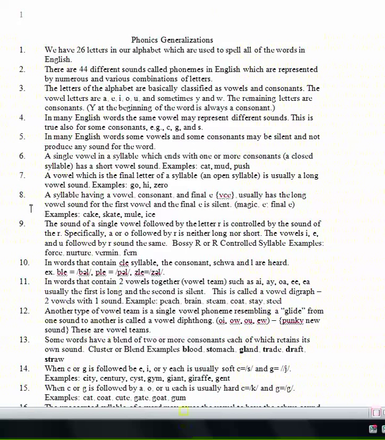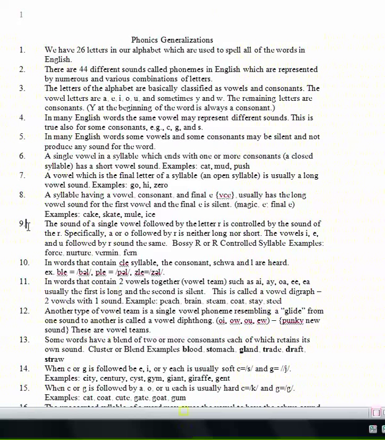Number 8. A syllable having a vowel, a consonant, and a final E, represented as VCE, is also known as magic E, final E, silent E. The E on the end is silent, and it sprinkles magic dust and makes the preceding vowel long, like in cake, skate, mule, ice. The first vowel is long, and in each of those words, the E is silent.